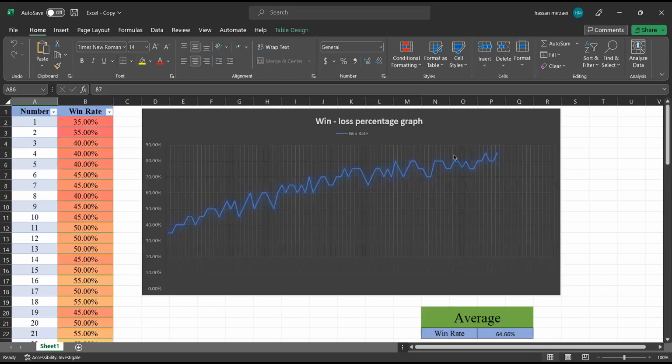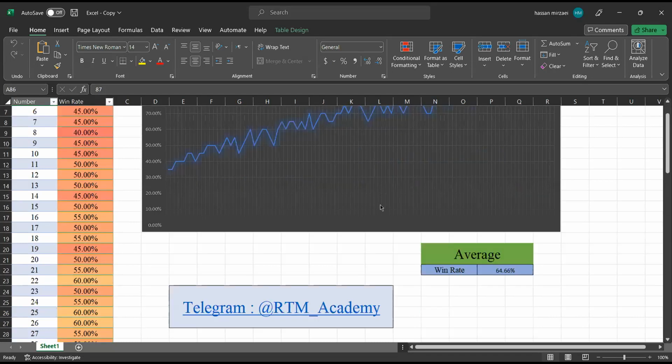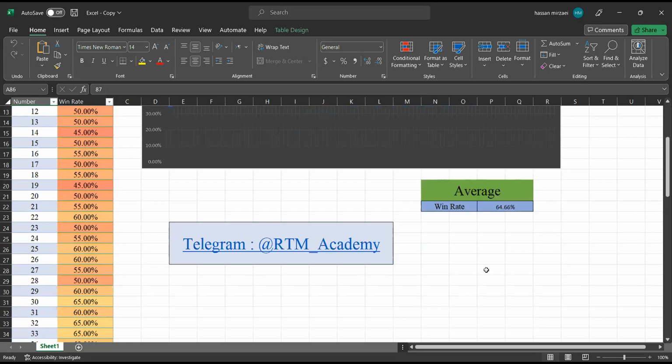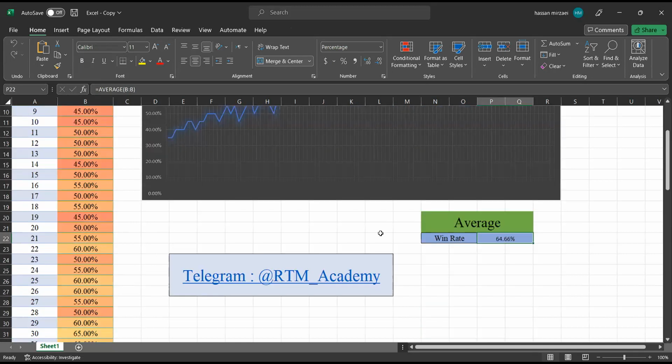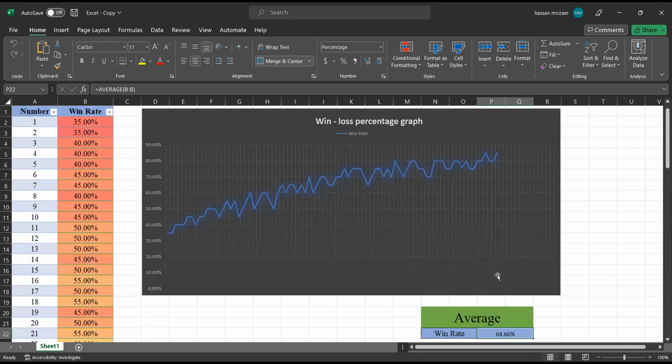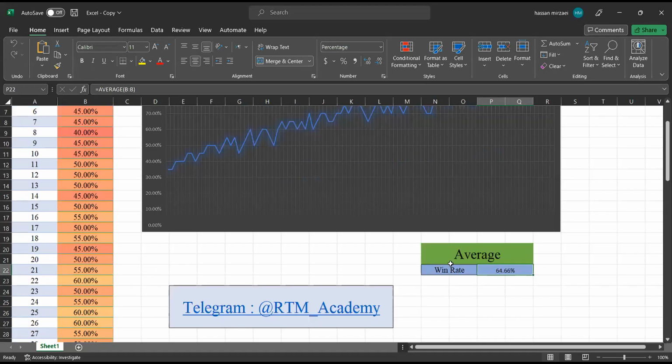After, for example, 1500 to 2000 backtests, you see that the win rate graph is going to be upward. And when the average of all of your trades gets above 64%, and at least you should have 1000 backtests. At least you should have 1000 backtests.